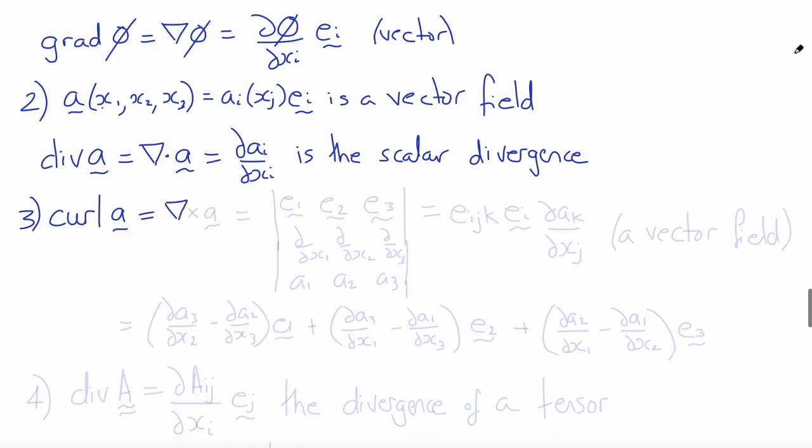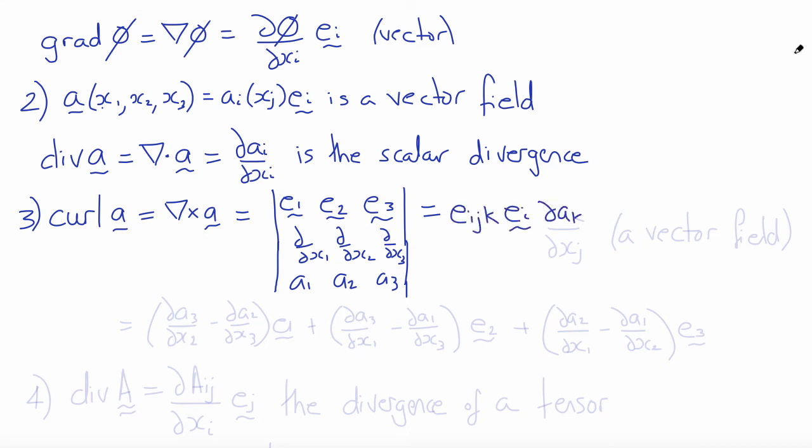The curl of a vector is computed from the determinant, where the first row is the base vectors e1, e2, e3. The second row is the derivative operators, del x1, del x2, del x3, and the third row is the components of the vector, a1, a2, and a3. So in index notation, this could be written as eijk ei del ak del xj. And this is a vector field. The curl of a vector is a vector. You can see that the k's sum, and the i's sum, and the j's sum, but the i's are summing components of the vector, hence we get a vector.